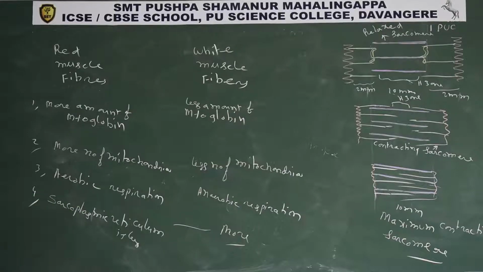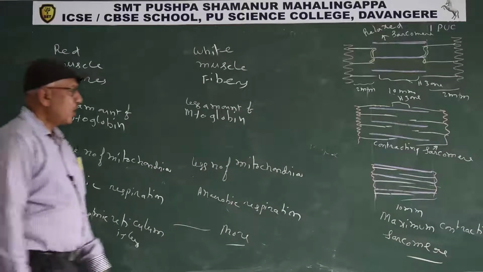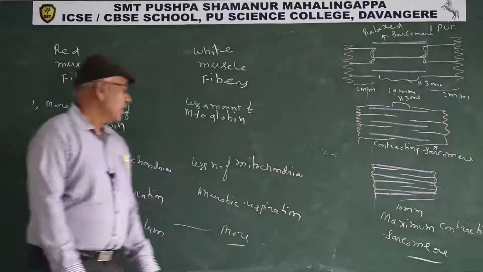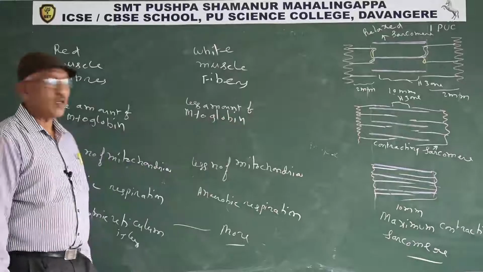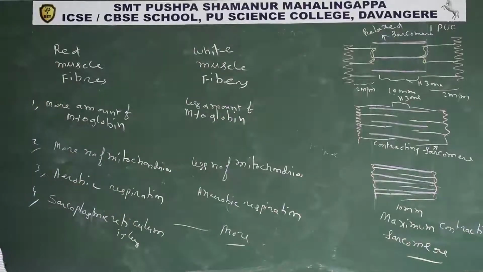Sarcoplasmic reticulum contains cisternae. Cisternae release calcium. So cisternae are the reservoirs of calcium ions. So due to the presence of more calcium ions, the white muscle fibers undergo contraction for a long time when compared to red muscle fibers.